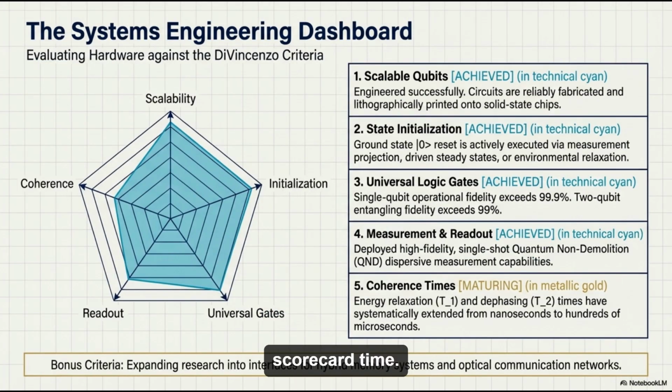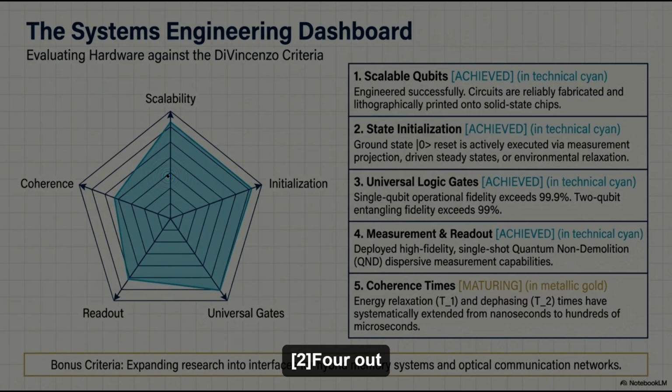Okay, scorecard time. Where does the hardware actually stand? We check it against the five DiVincenzo criteria. That's the gold standard. And the verdict? Four out of five, solidly. Scalable qubits, check. We lithographically print them on chips.